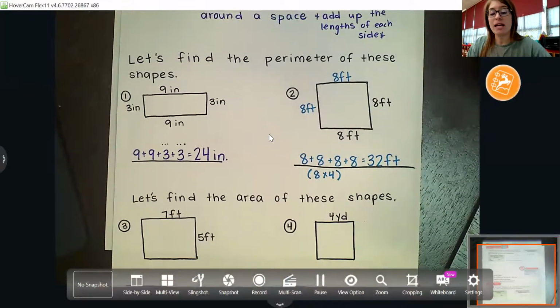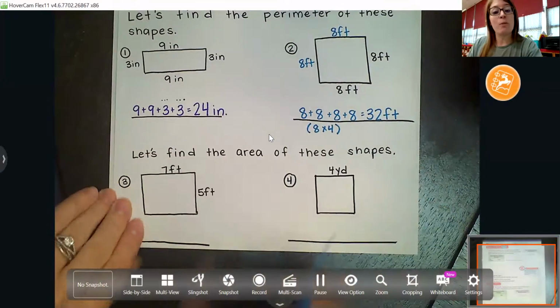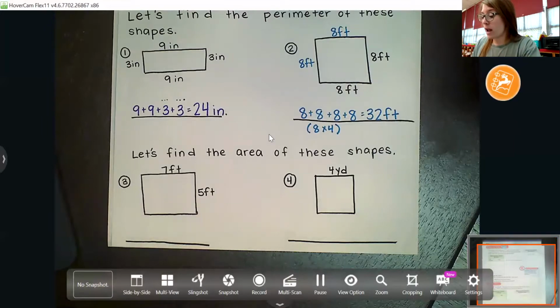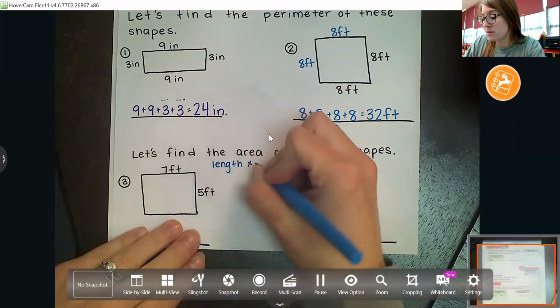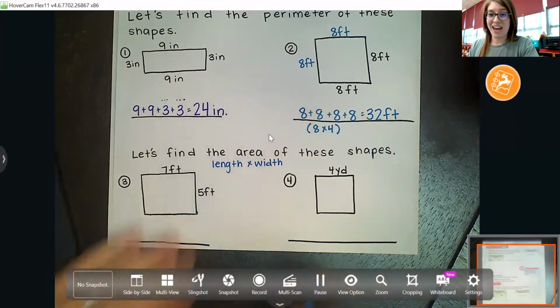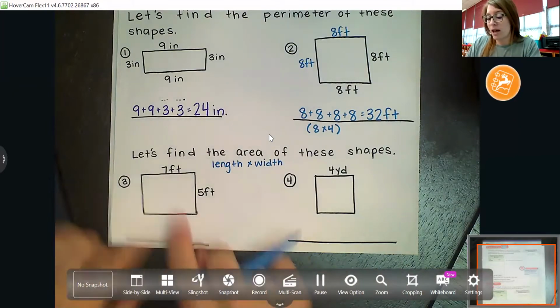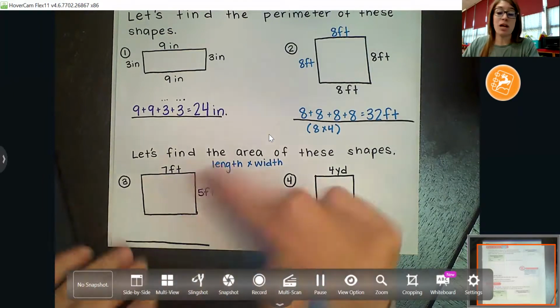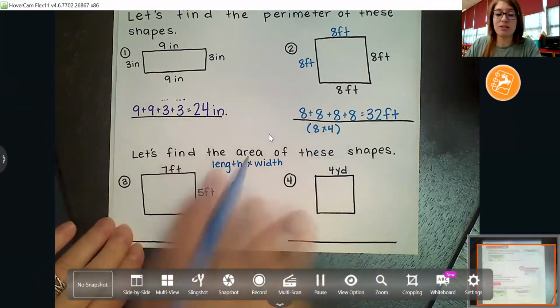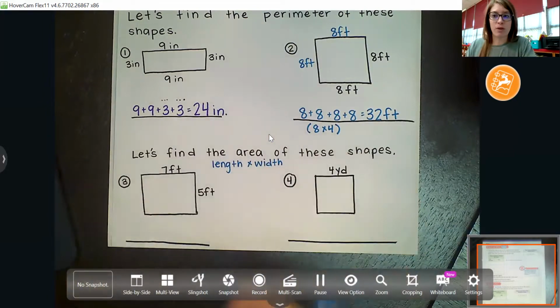Now remember, the area is the measurement of what it takes to fill the inside. And we find area a little bit differently. For area, we do length times width to find the area. We're actually multiplying instead of adding. So if I look at number 3, I've got 7 feet and 5 feet. Okay, so whichever one, 5 feet is the width, 7 feet is the length. But honestly, if you got those mixed around, we know that we would have gotten the same answer. So don't let length and width freak you out.